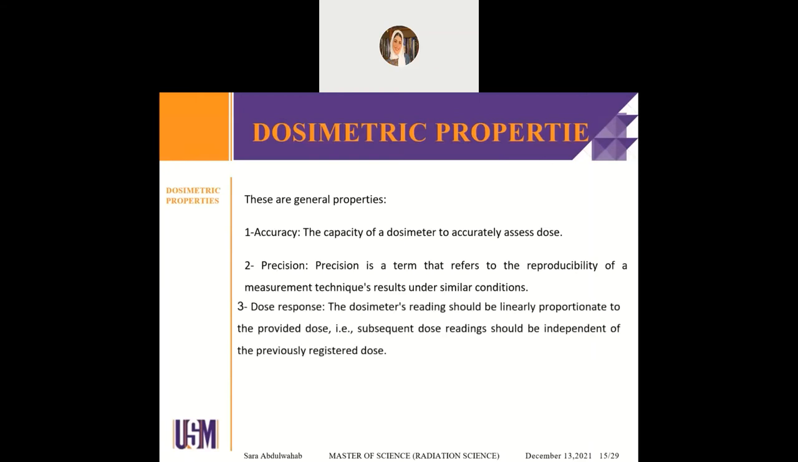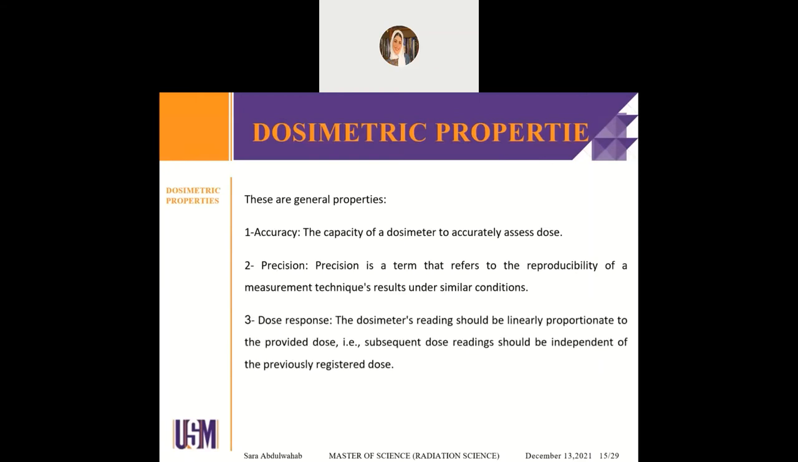The third one is dose response. What do we mean by dose response? The dosimeter's reading should be linearly proportionate to the provided dose. What do we mean by linearly proportionate? Let's imagine that we draw a graph of the relationship between the incoming quantity and the outcoming quantity. If we draw a line between them, the line would be straight. This is what we mean by linearly proportionate.